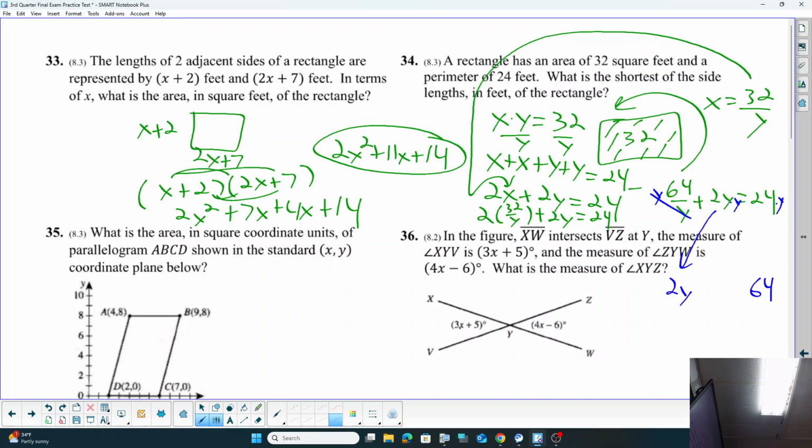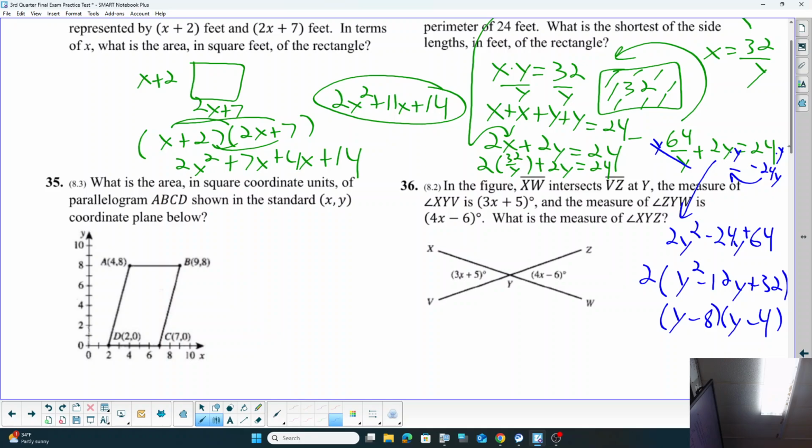That'll be 2y squared minus 24y to the other side, plus 64. I think we could pull out a 2. So that would be y squared minus 12y plus 32. And then we can factor that for y. Factors of 32 are 8 times 4, and a negative times a negative is a positive. And now we know that y is equal to 8 or y is equal to 4.